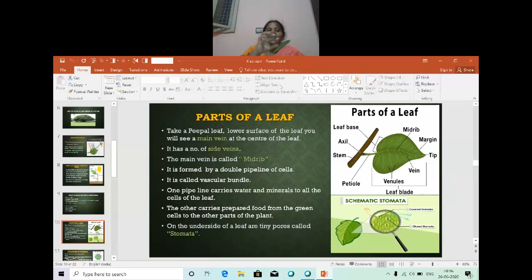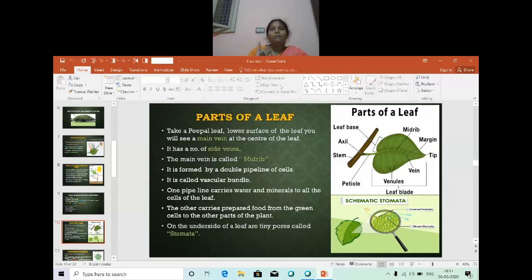After preparing the food, the leaf sends the food through the stem. Two pipelines are there. The xylem helps to transport water and minerals from the root to other parts of the plant. The phloem helps to transfer the food material from the leaf to other parts of the plant.